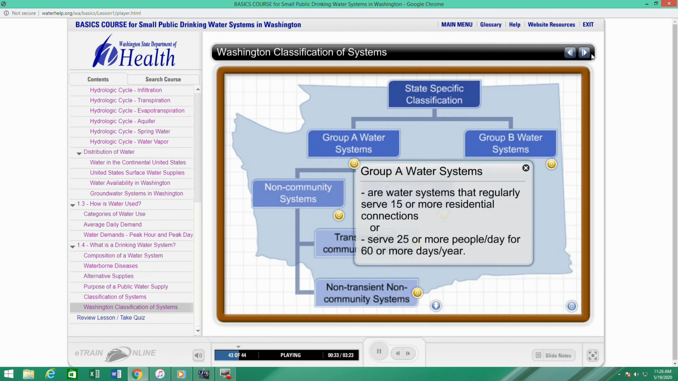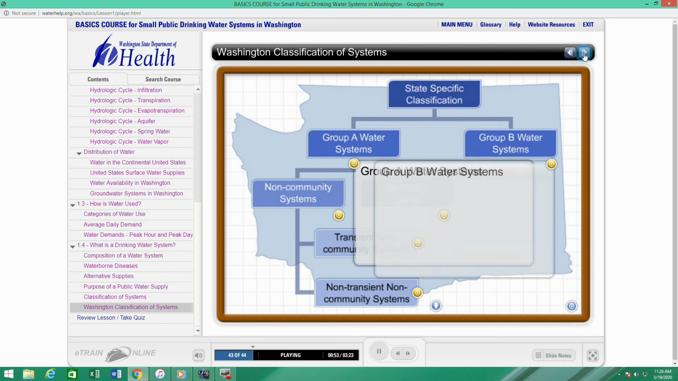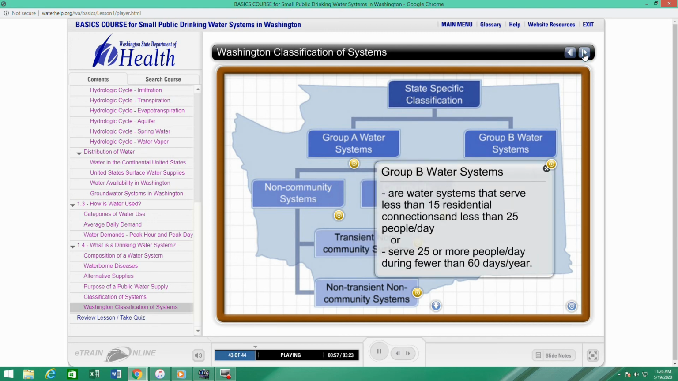Group A water systems are water systems that regularly serve 15 or more residential connections or serve 25 or more people per day for 60 or more days per year. Group B water systems are water systems that serve less than 15 residential connections and less than 25 people per day, or serve 25 or more people per day during fewer than 60 days per year.